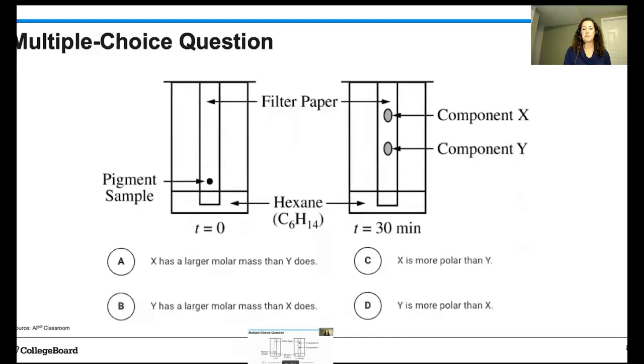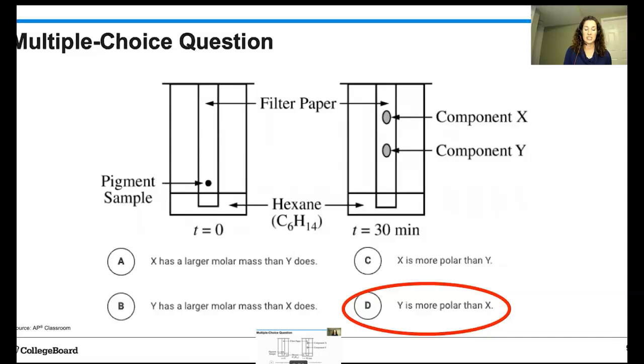So they travel further. So Y is more polar than X. Why? Hexane is non-polar. Hexane is the one that's picking up the component and separating it. So like dissolves like, correct? As hexane is moving up, the one that's less polar, that is like hexane, is moving with hexane faster. That's why it's all the way up here, whereas Y is here. Y is more polar, so it's moving slower because it doesn't like hexane, and the paper is moderately polar. Okay? Make sense?